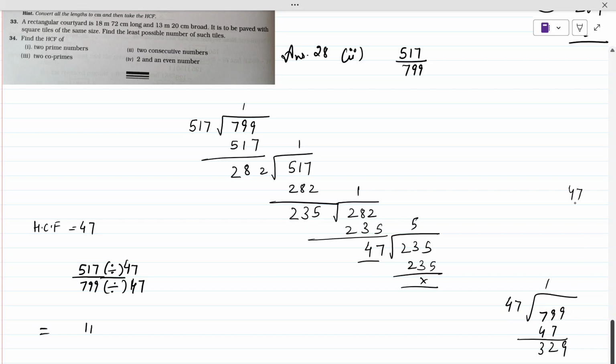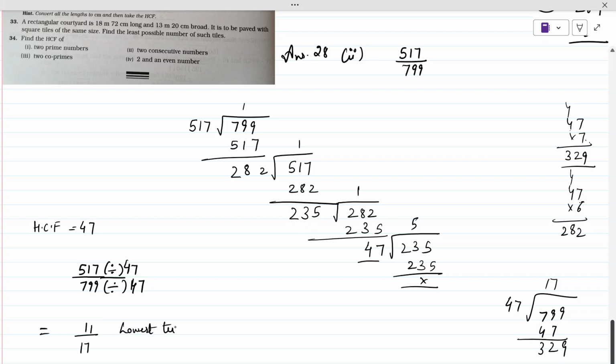Okay. So 47 into, let's try with 6. 7 into 6 is 42. 6 into 4 is 24. 24 plus 4 is 28. And if I try with 7, we'll have 7 into 7 is 49. 7 into 4 is 28. 28 plus 4 is 32, which is completely dividing this. So what we have is 17 in the denominator. So this is our answer, kids. This is the lowest term.